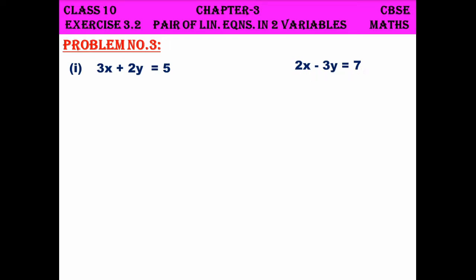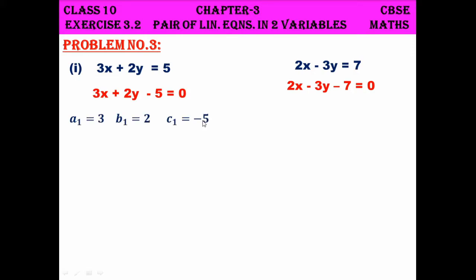Now always I suggest you convert the equation into its standard form. That is, the x term, y term and constant term are all on the same side. After that you write A1, B1, C1 and A2, B2, C2. That is to be on the safer side. Just convert the equation into standard form. After that you write the coefficients. That will always be safe. Now we'll write A1 equals 3, B1 equals 2, C1 equals minus 5, A2 equals 2, B2 equals minus 3 and C2 equals minus 7.